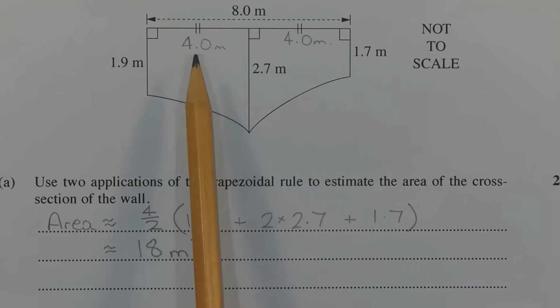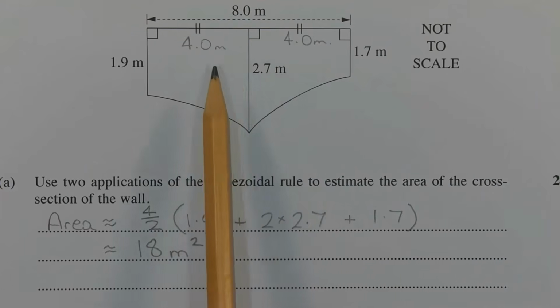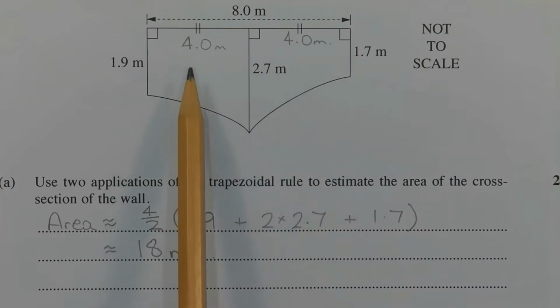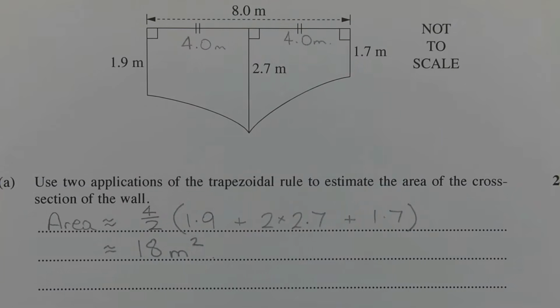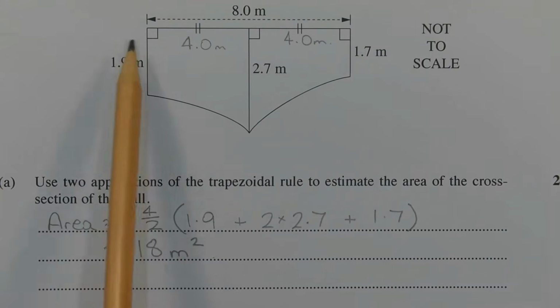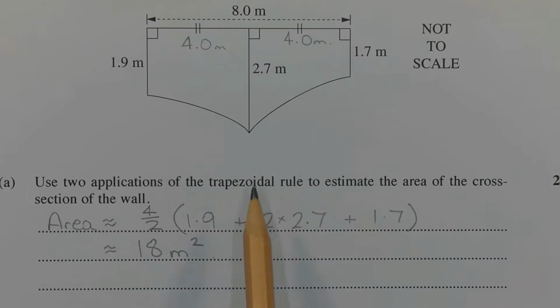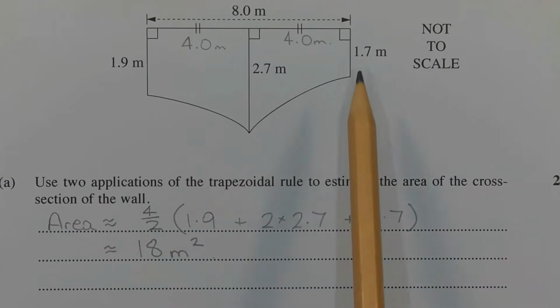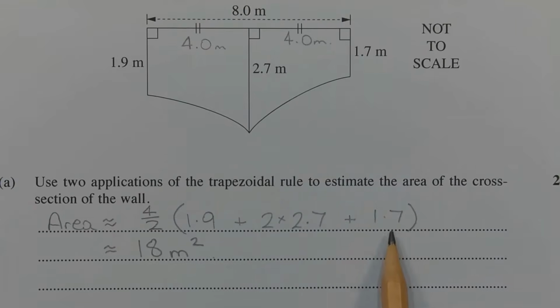And the distance between successive measurements is half of 8 meters, since we have two equal width sections, and that's 4.0 meters. And that's substituted for the pronumeral or the variable h in the trapezoidal rule formula. So the area of this irregular shape is approximately equal to h over 2 or 4 over 2 outside of one lot of this measurement, so that's 1.9 meters, plus two lots of this measurement, so that's 2 times 2.7 meters, plus one lot of this measurement, so that's plus 1.7 meters in brackets. And evaluating this expression, we get 18 square meters.